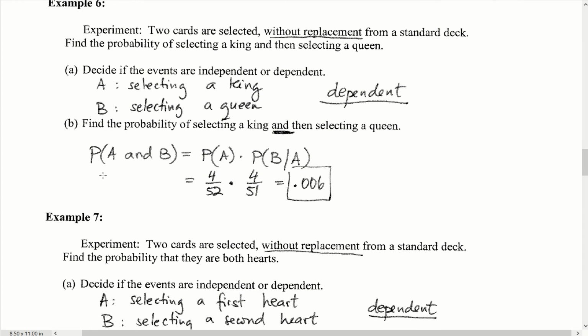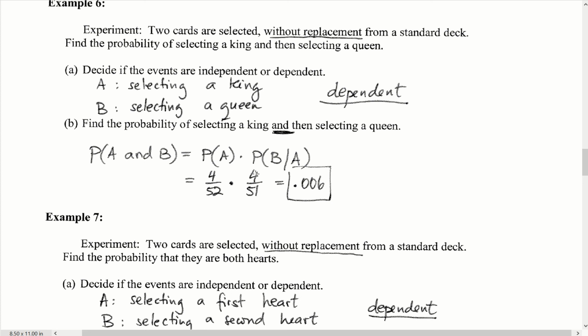According to our multiplication rule, the probability of A and B occurring is the probability of A times the probability of B given A. Well, what is the probability of getting a king on the first pick? Well, we have 52 cards at that point, and there's 4 kings in the deck, so that happens with probability 4 out of 52. Let's suppose that we do indeed get a king on our first pick, we remove it because it's without replacement, the probability that we would then get a queen on the second selection would be the following.